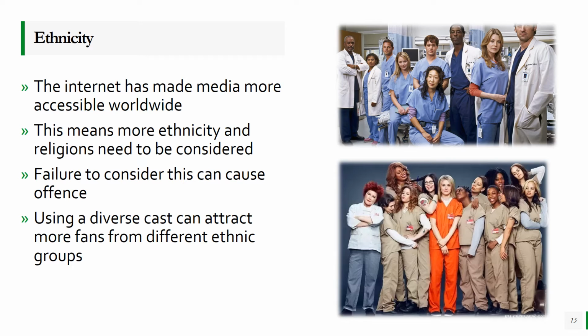Now that means two things really. One is you're not going to offend people from a particular race or ethnicity by saying, we don't want you in our show. And two, you're attracting people from the different ethnic groups because they will see things that they feel about themselves in that particular character.